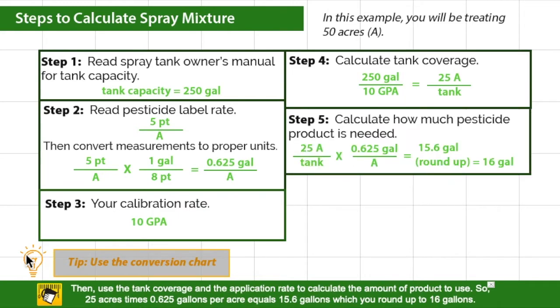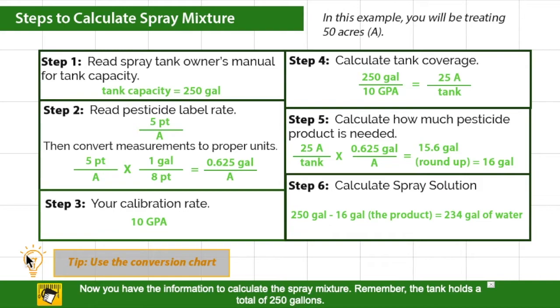Then, use the tank coverage and the application rate to calculate the amount of product to use. So, 25 acres times 0.625 gallons per acre equals 15.6 gallons, which you round up to 16 gallons. Now you have the information to calculate the spray mixture.